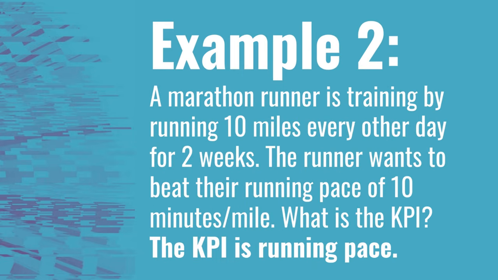Now, example number 2, we're going to get completely away from marketing to make this a little bit easier, but a marathon runner is training by running 10 miles every other day for 2 weeks. Every time the runner runs, they're keeping track of their pace, and what the runner wants to do is beat their running pace of 10 minutes per mile. So what is the KPI? The KPI is running pace. So what the runner is going to do is look at how quickly they're running 10 miles every other day for 2 weeks, look at their total time divided by the 10 miles, and that's how you're going to get your running pace of how many minutes it takes you to run every single mile. And if your goal is to get beneath that 10 minutes per mile, then ultimately your goal is to get your KPI to 9 minutes and 59 seconds or lower.